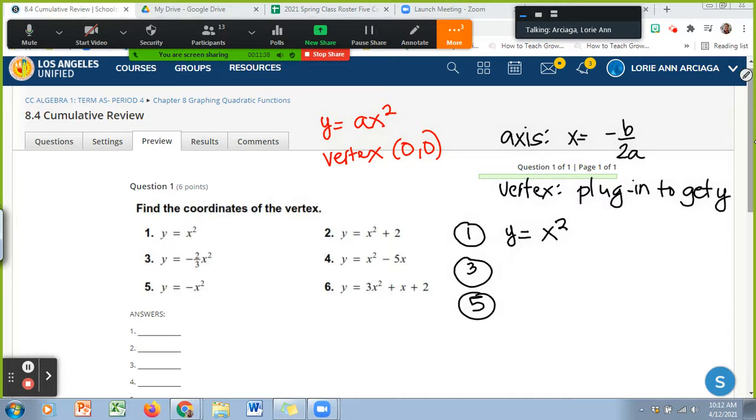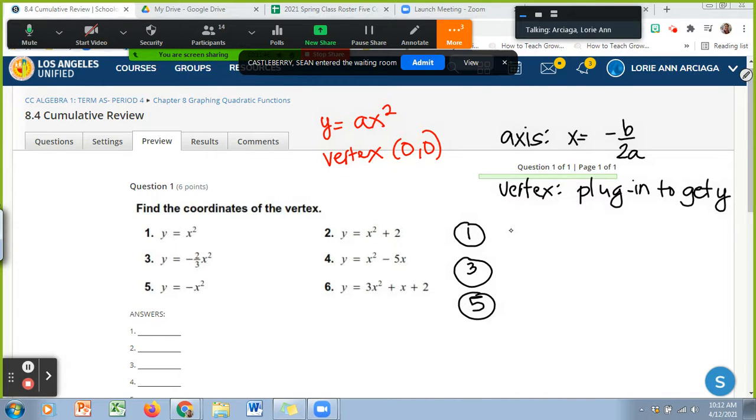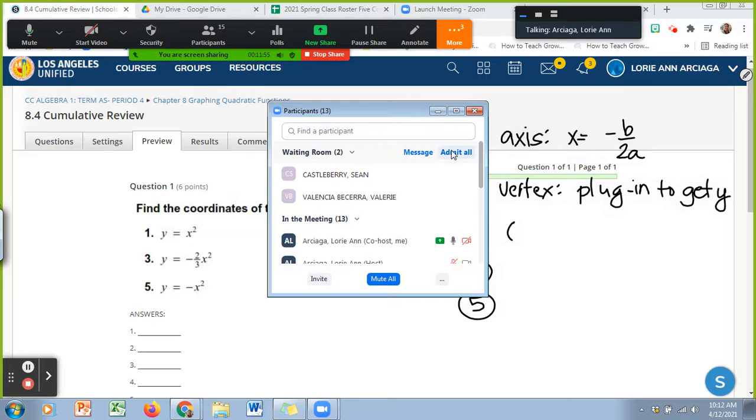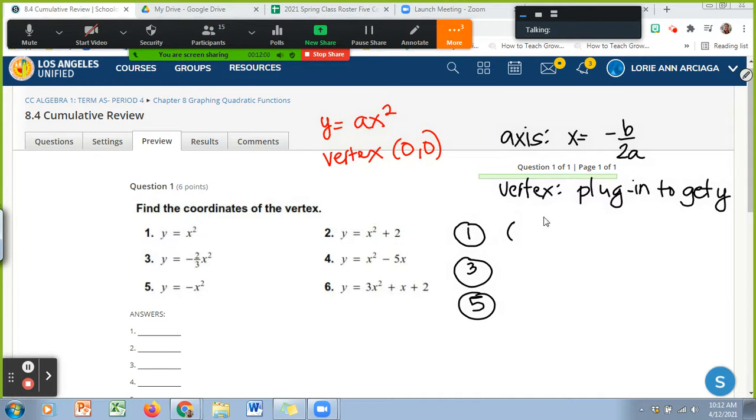So that means for all of numbers 1, 3, and 5, go ahead and write that down in your answers while I admit some of our friends over here. So for numbers 1, 3, and 5, our vertex would be 0, 0.